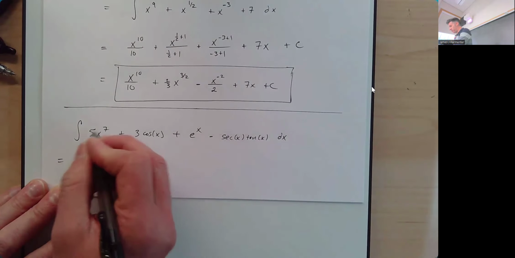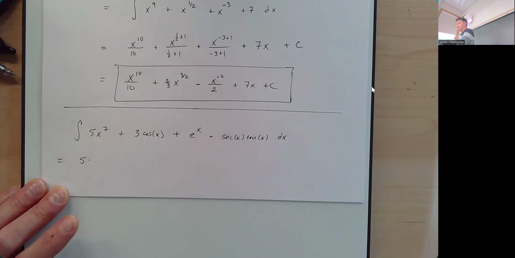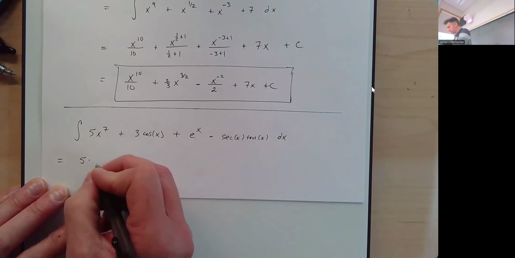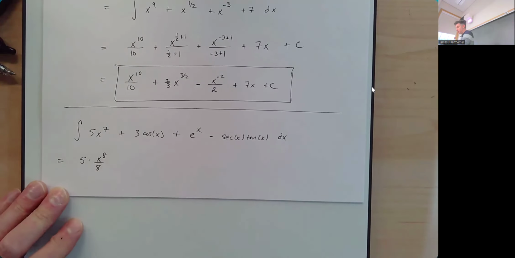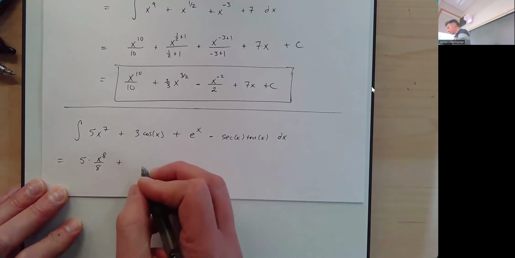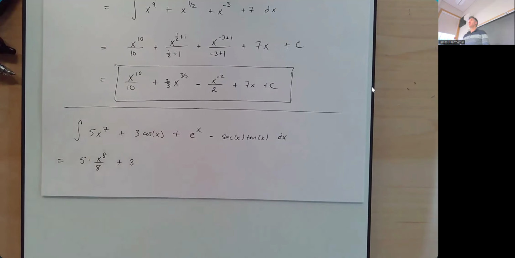So the antiderivative of 5 times x to the 7th is going to be 5 times the antiderivative of x to the 7th, which is x to the 8th over 8. The 3 hangs out. Just like with derivatives, constant multiples hang out for antiderivatives as well. If you have a constant times a function and you're taking the antiderivative, the constant just hangs out.